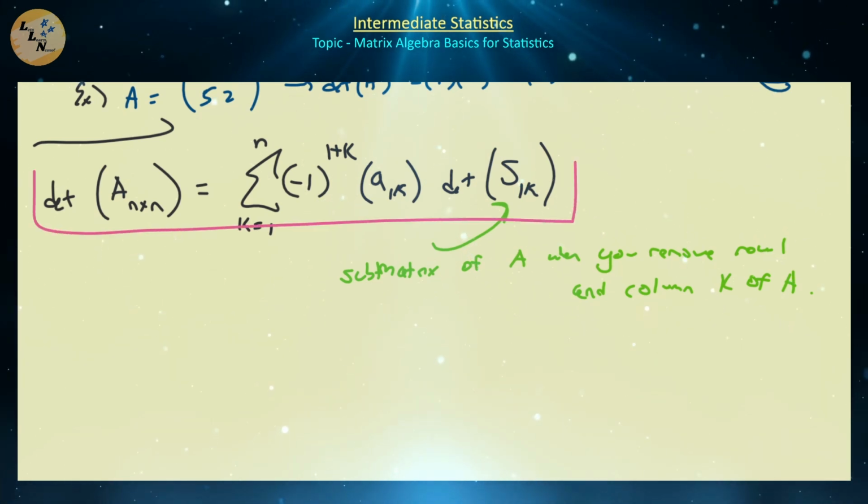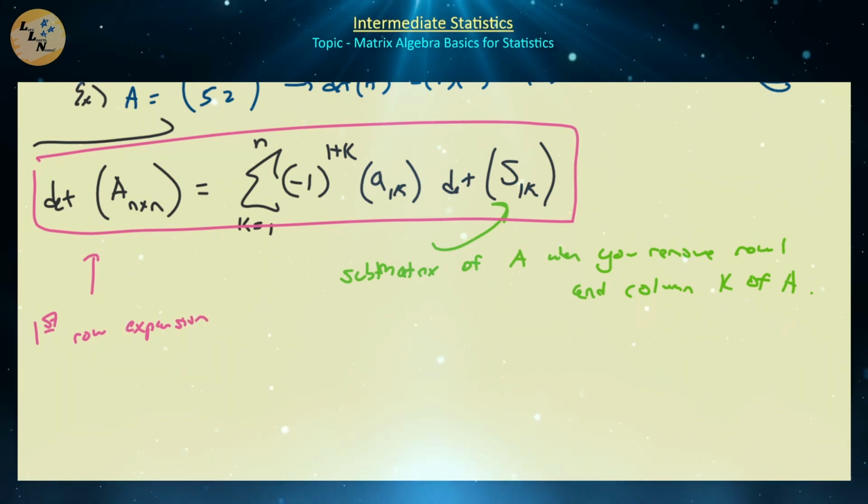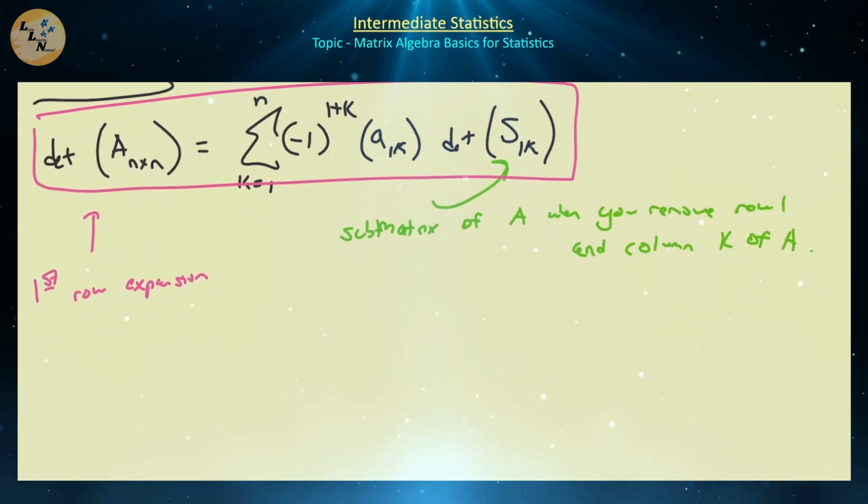And this is not the only way you can calculate the determinant. This is what we refer to as a first row expansion. You could actually go across any row and any column and you're going to get the same exact answer. If this formula scares you, that's okay. Let's go through a numerical example to see how this works.